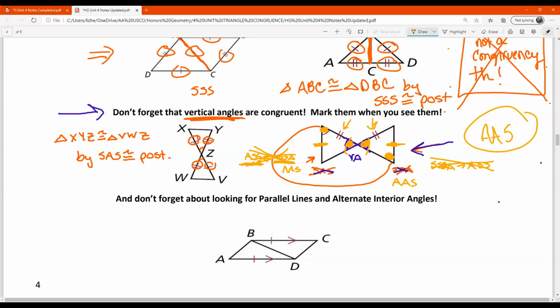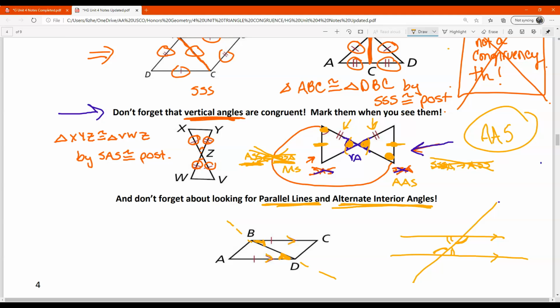All right, and we also don't want to forget about looking for parallel lines and alternate interior angles. So remember, when you have parallel lines, and that's what these arrows mean, these lines are parallel. And remember, if you have two parallel lines and a transversal, alternate interior angles would be this angle is equal to this angle. These are my parallel lines. Or this one is equal to that one, alternate interior. So in this picture here, since I have parallel lines, this would be my transversal here. This angle right here is equal to this angle right here.